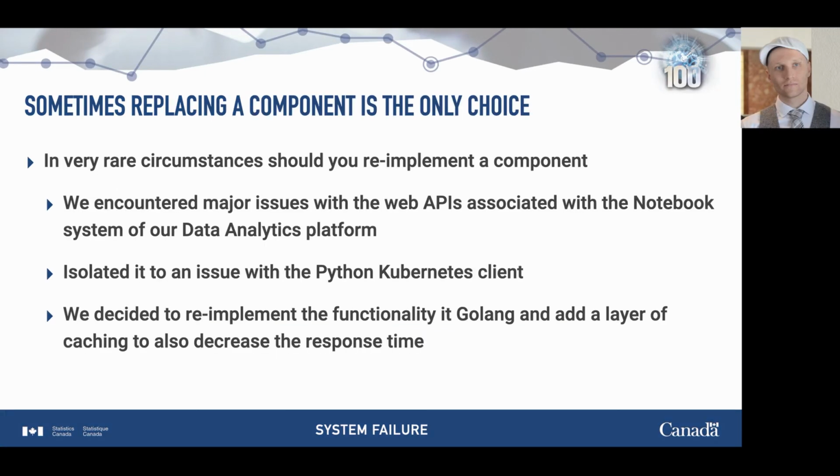Under most situations, it is not advisable to rewrite a component of your system, especially in a different language. Unfortunately, there are rare instances where this is the only way to resolve the issue. In our data analytics platform, the Jupyter Notebooks API was not functioning correctly from the web portal. Frequent requests to the API would just hang. After much debugging and attempting fixes, we determined the issue to be deep in the Kubernetes Python client. Rather than go down that path, we decided this time to experiment with replacing the API with a Golang version, Golang being the language that Kubernetes is written in. We even went beyond just re-implementing it, also adding additional layers of caching to decrease the response time, and we succeeded in reducing it by approximately 50%.